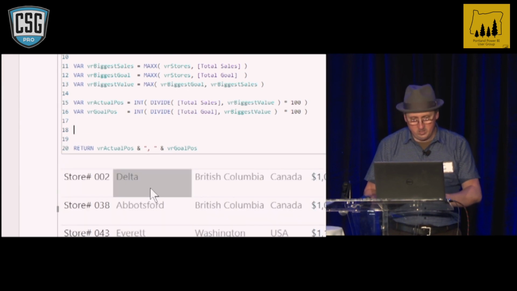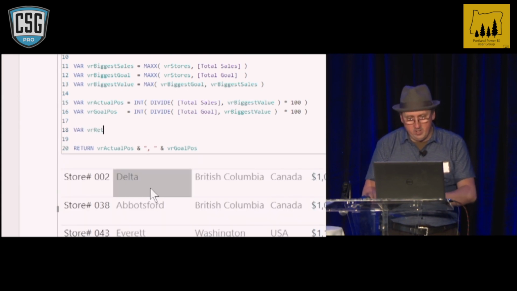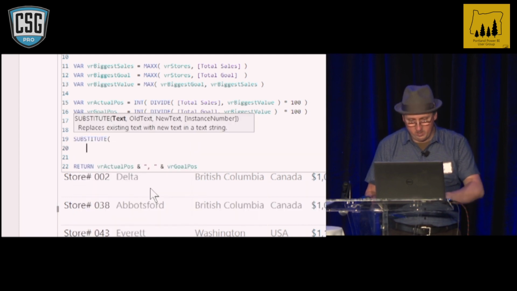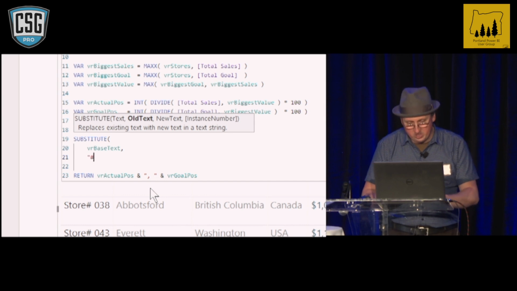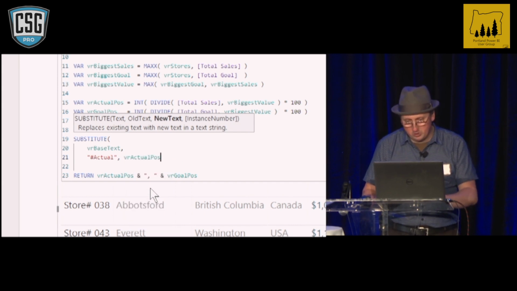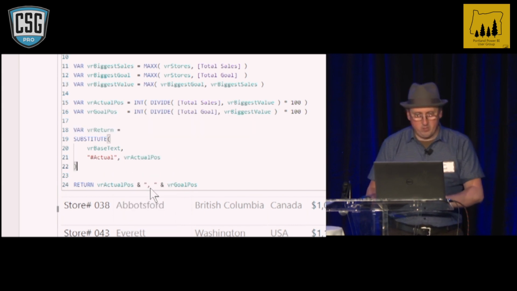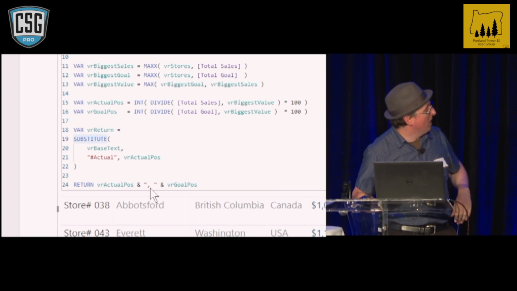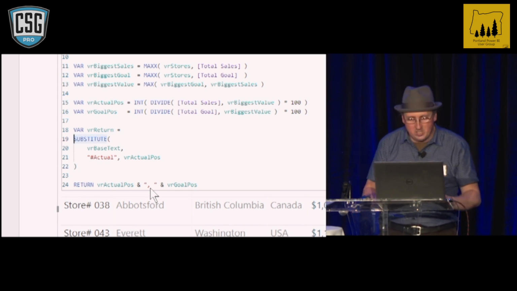So let's create a variable called vrReturn. Okay, here's what we're going to do. We're going to use the substitute function. We're going to take our base text, right? And anywhere where you see the text string hashtag actual, I want to replace it with my actual position. Okay? Now, unfortunately, you can't pass 4 or 5 arguments. So in order to swap both these, we're going to have to call substitute twice. We just subbed out the actual. Now we're going to sub out the goal.